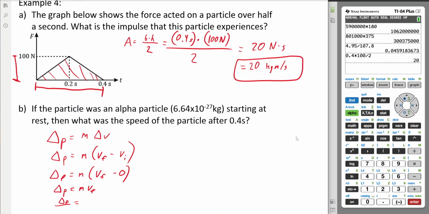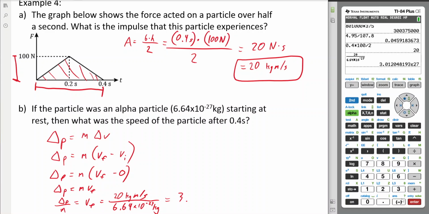So yeah, we're going to have way too big of a number. But that's okay. So 20 kilogram meters per second over, and then 6.64 times 10 to the negative 27 kilograms. We're going to have to think about how to make that a better question. But for now, this is what we have. So let's go ahead and just plug it in. We're going to have way too big of a value, not a possible number.